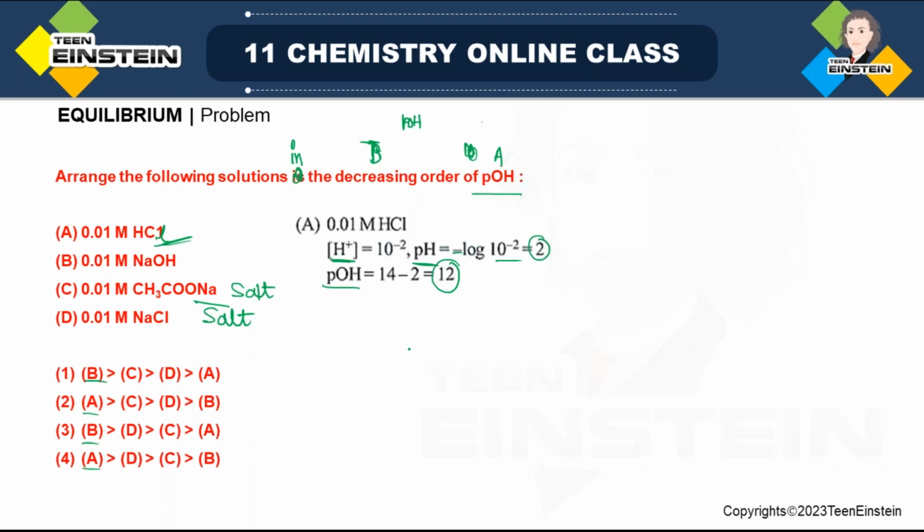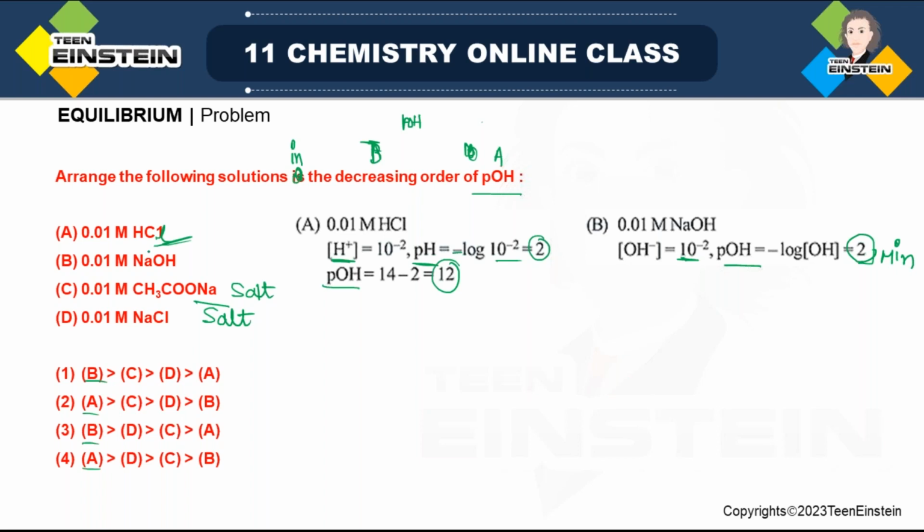Then for the second one, which is basically a basic solution, in this case pOH will be a very low value. Just as in the case of an acidic solution pH is low, now it is a basic solution, so pOH will be low. Now directly here OH minus concentration is given, which is again 10 to the power minus 2, so directly you can put it here. So this will be the minimum value, see, isn't it?